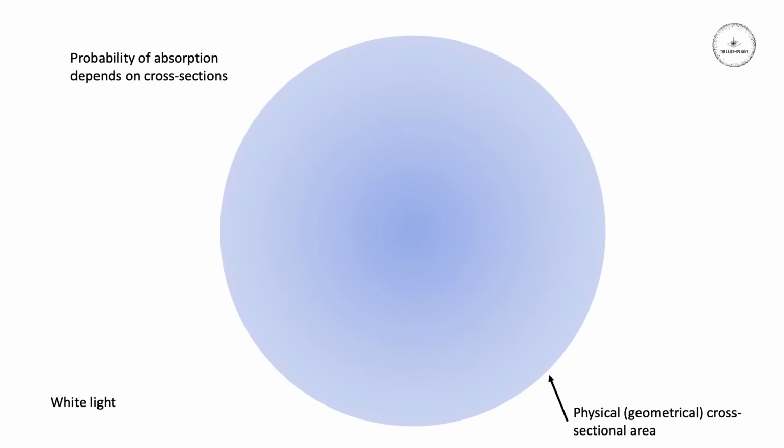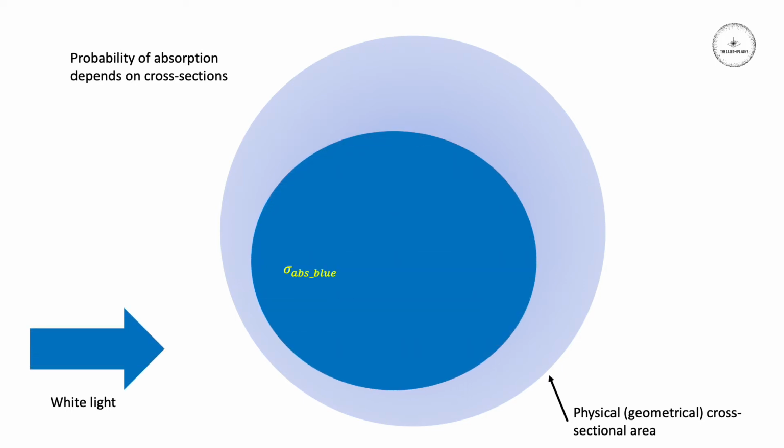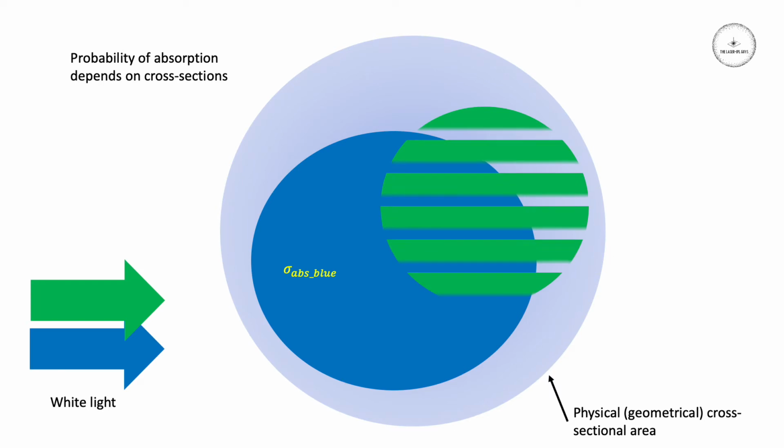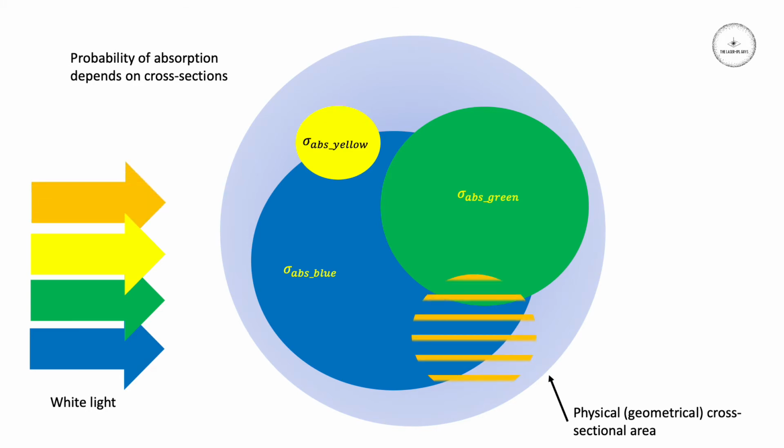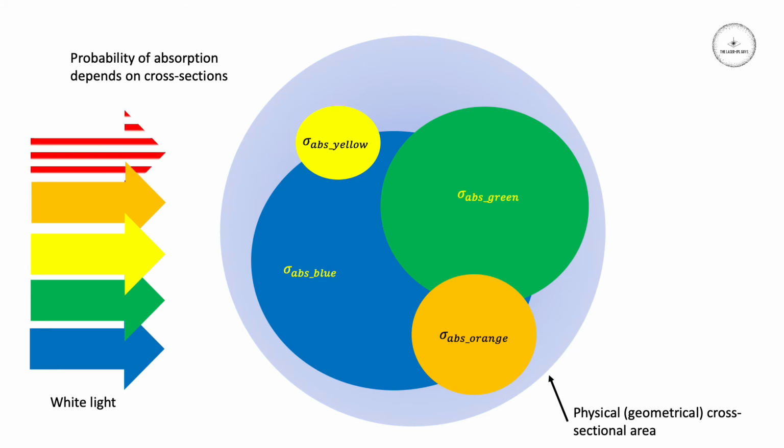So now we know that the probability of absorption depends on the cross sections. Let's look at what this means in reality. Let's fire a blue photon at this atom. Well, that's a big cross-sectional area for the absorption, so it's highly likely it will be absorbed. A green photon is also likely to be absorbed. But this yellow photon is not so good, so it probably will not be absorbed. This orange one, maybe not so good either. And this red photon is unlikely to be absorbed because the cross-sectional area for absorption is so small.